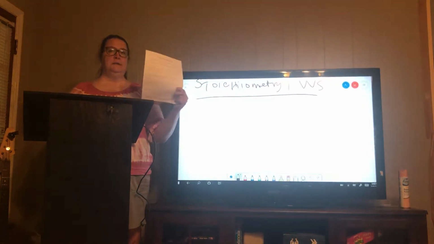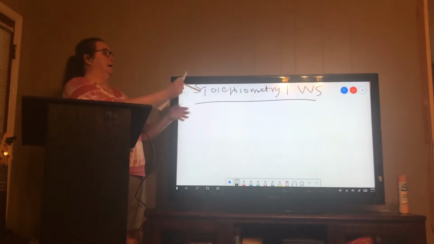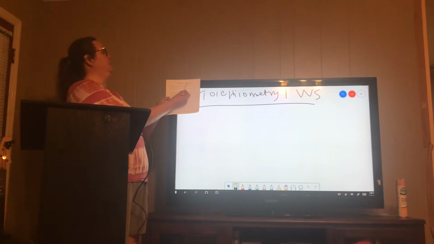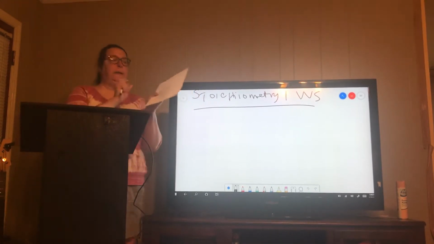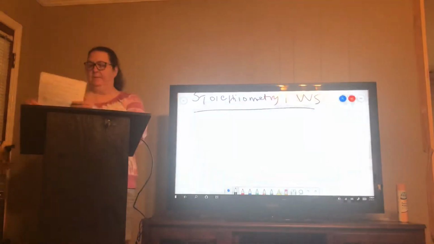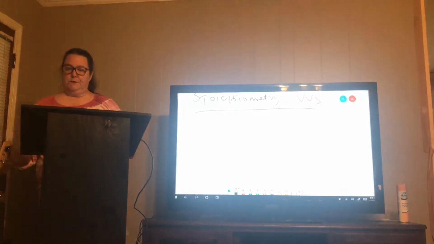Okay, I'm using this worksheet where it says stoichiometry 1, moles to moles. So we're going to look at moles to mole ratio. So turn to the back.